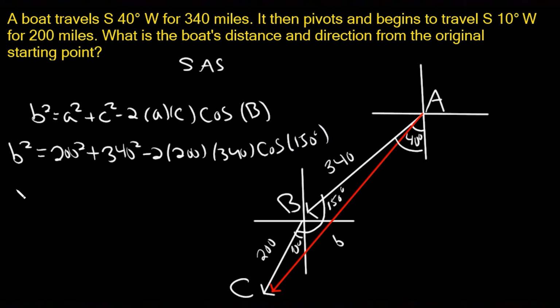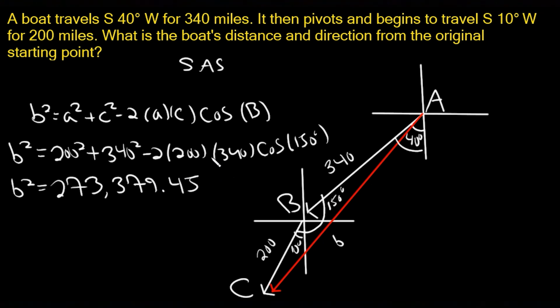Now we just have to plug this all into our calculator. We're going to do this all in one go: 200 squared plus 340 squared minus 2 times 200 times 340 times cosine of 150 degrees. Make sure you are in degrees. When you do that, you should get a fairly large number, 273,379.45, rounding to the nearest hundredth.